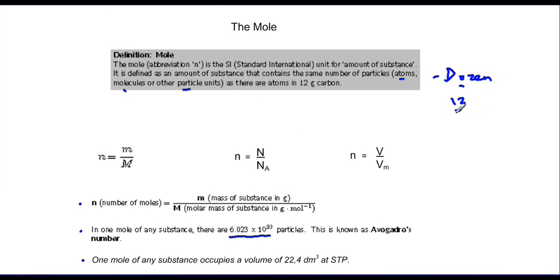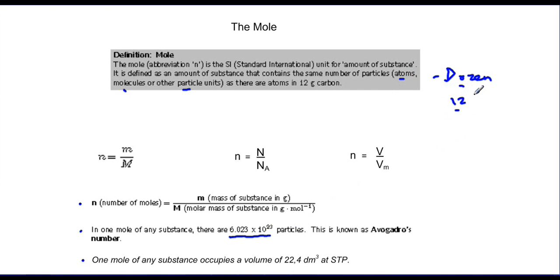Now, when we work with chemistry, because we are working with atoms or molecules or formula units, very small particles, we cannot work with 12. So we work with a bundle of particles, and that bundle of particles is given by this number, 6,023 times 10 to the 23 particles.